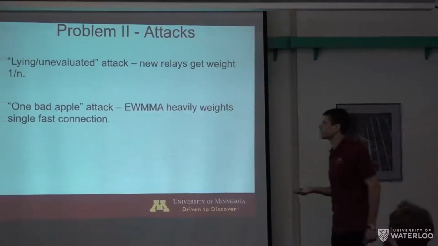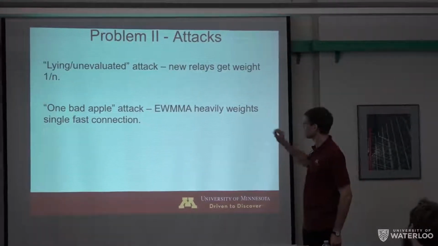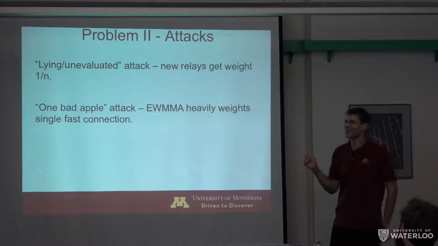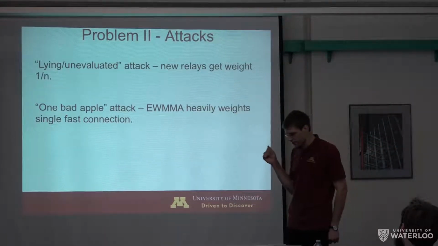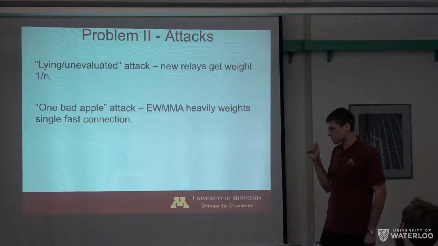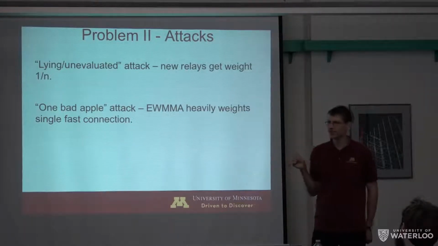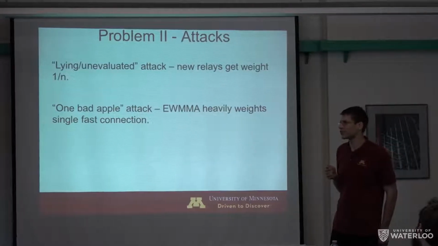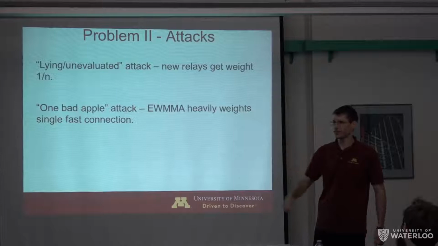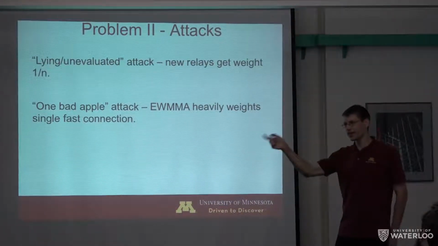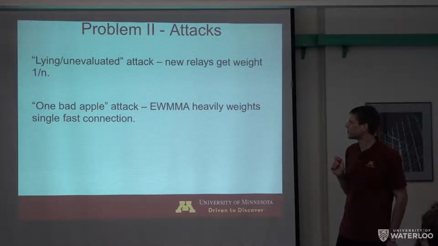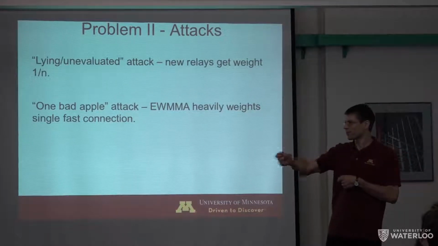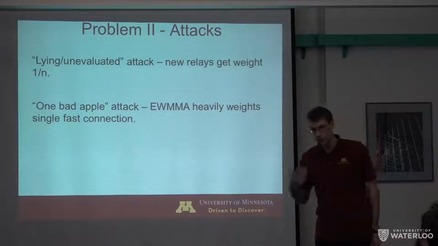Another problem is what I think of as the one bad apple attack. The exponentially weighted min-max average is heavily influenced by that one really good circuit that you had. So if I want to look like I have a really high bandwidth, I use a lot of bandwidth one time to convince Ian, the other relay, that I have high bandwidth, and that gets incorporated into his EWMMA. Then every other time I talk to him, I'm really slow. But he keeps on taking that max and weighting that max down just a little bit every time. So even though in aggregate I'm not pushing too many bits, he'll have been influenced by that one measurement, and think that I'm providing a lot of bandwidth.